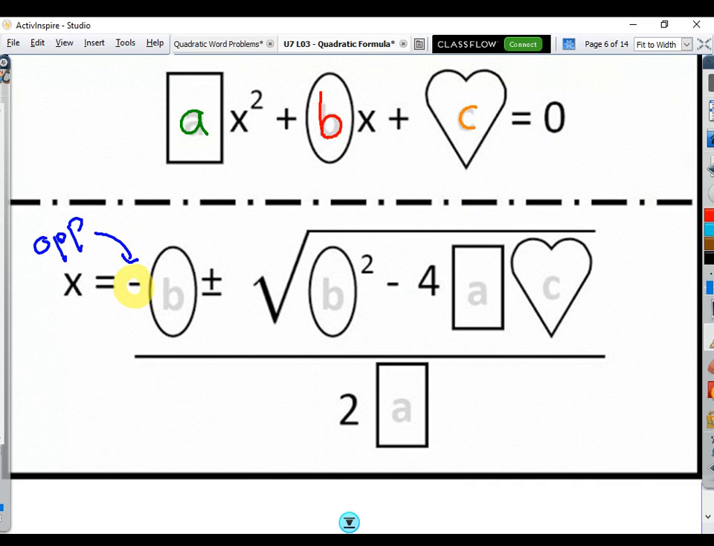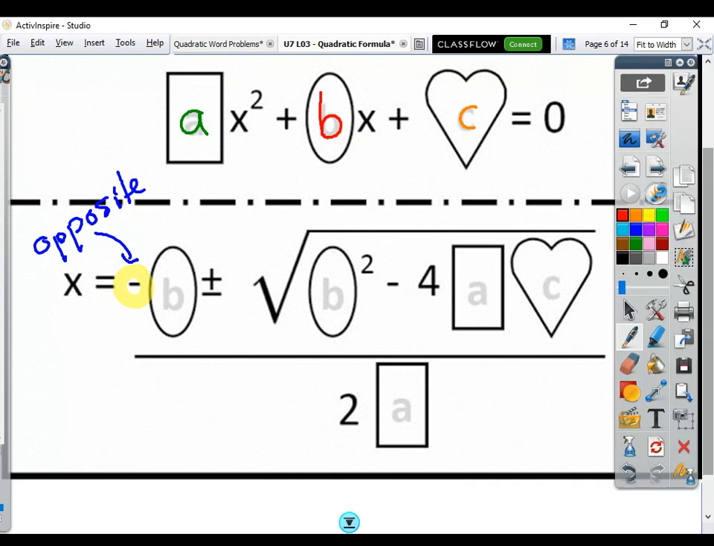It means to take the opposite of B, right? The opposite of B. So whatever B is, let's just say that B is 7, then we're going to write down negative 7. If B is negative 4, we're going to write down positive 4. Whatever your B value is, you just write down the opposite of it.